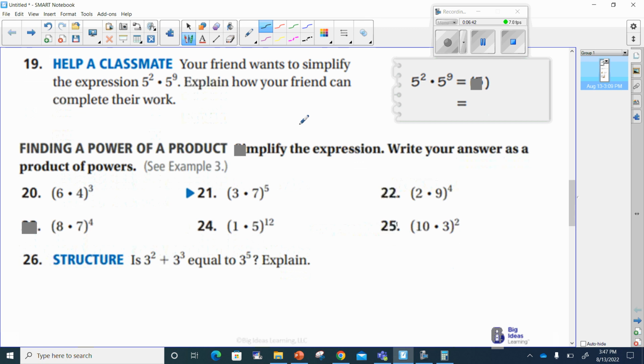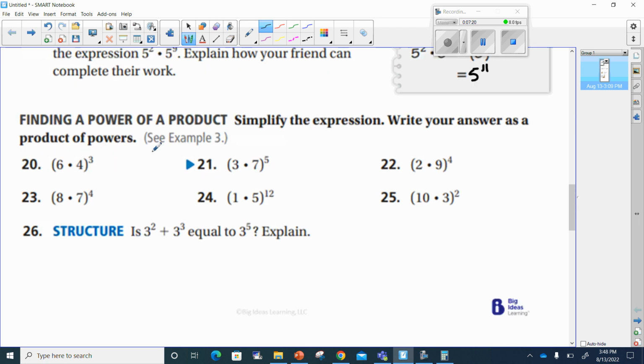Your friend wants to simplify the expression 5 to the 2nd power times 5 to the 9th power. Explain how your friend can complete his work. Well, they said 5 to the 2nd power times 5 to the 9th power equals 5 what? Well, I would say that's going to be 5. Remember what we said, we add these together, 11th power. And if you wanted to explain it, you could say this is like 5 times itself twice times 5 times itself 9 times. Altogether, 5 is being multiplied to itself 11 times. All right, let's go to number 20.